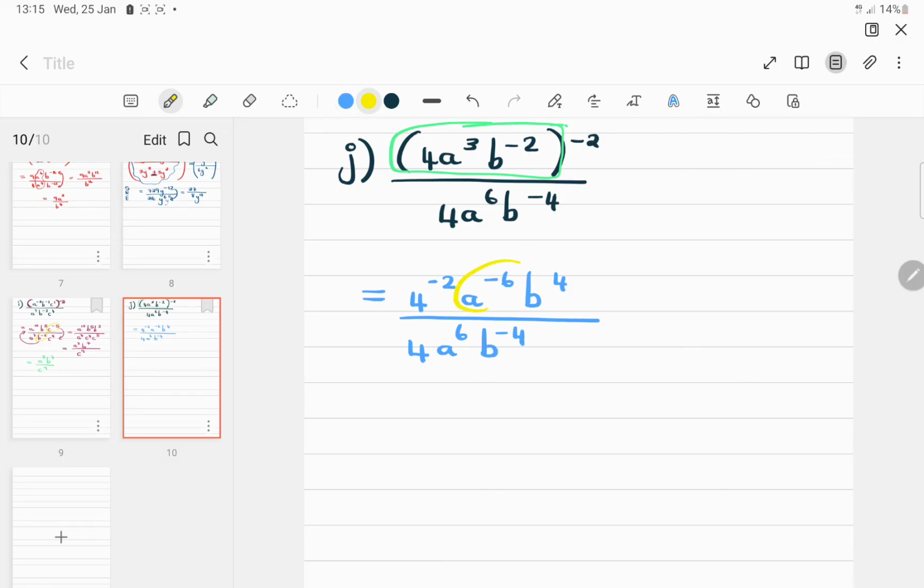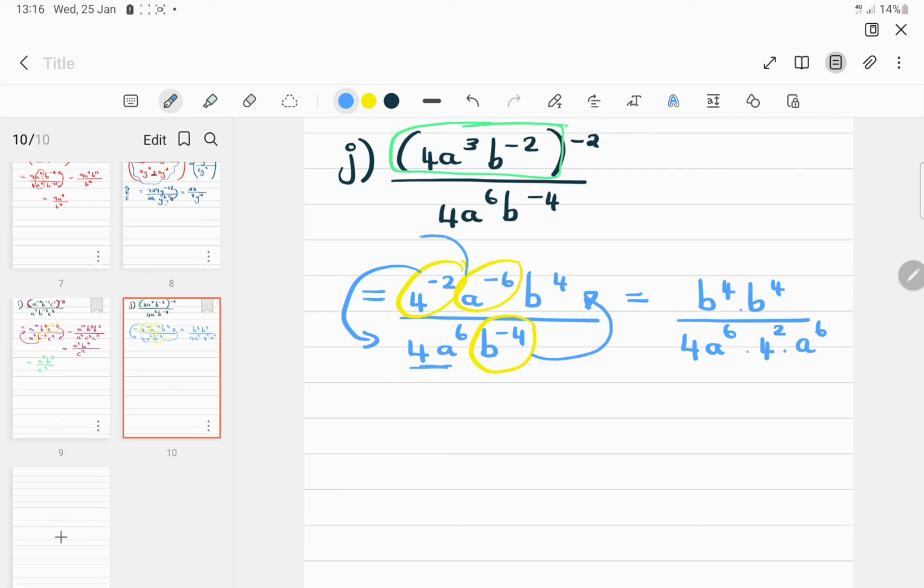Who is naughty? Those are going to go to the bottom. This one's going to go to the top. And you can encircle the ones that are naughty like this. So what is left at the top? There's a B to the power 4. And now this one's going to go to the top, so another B to the power 4. Over, this one was there downstairs first, so he stays: 4 to the power 2 times A to the power 6. These two I just brought to the bottom and they joined there.